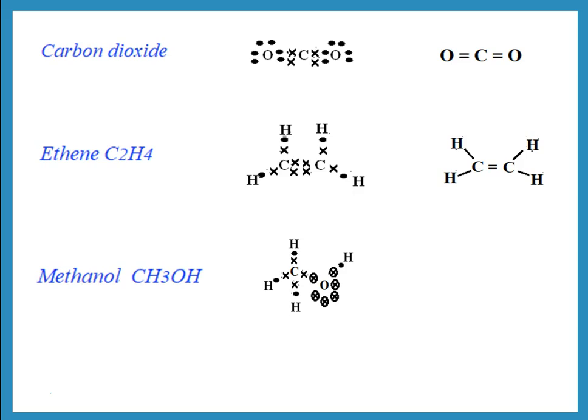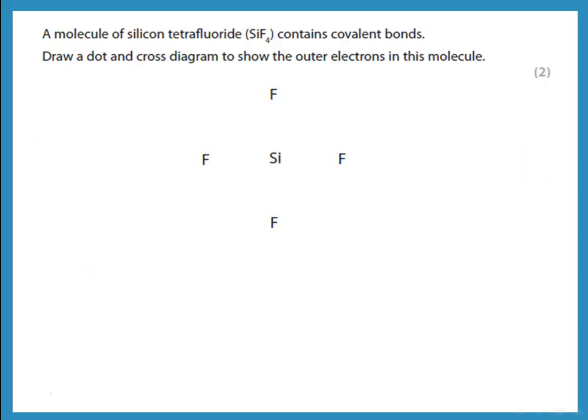So we have 3 different notations, a notation for each element, and that means that this is the kind of structure you have for methanol.